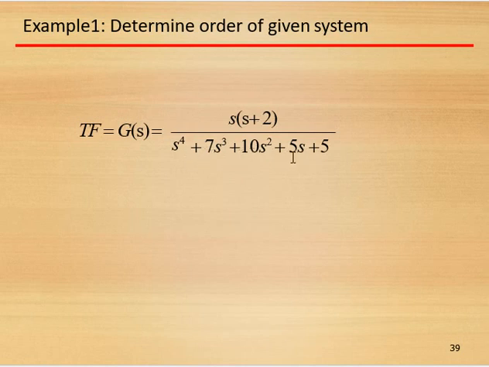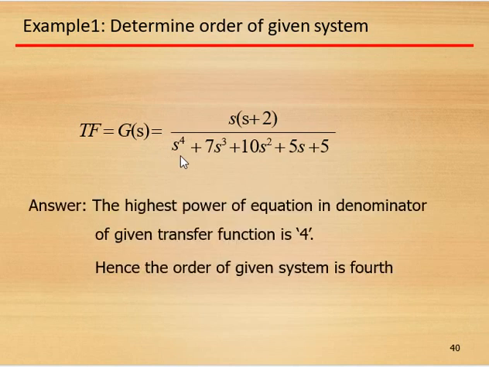In the denominator, the highest power of s is 4. So what will be the order of this system? Yes, the order of the system will be 4. The highest power in the denominator of the given function is 4, as we have discussed earlier, so this is a fourth order system.